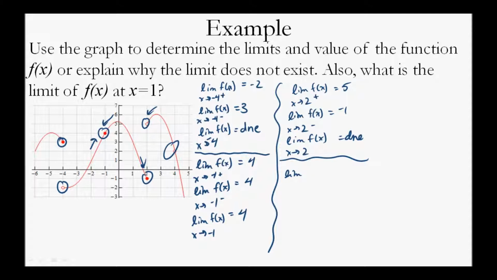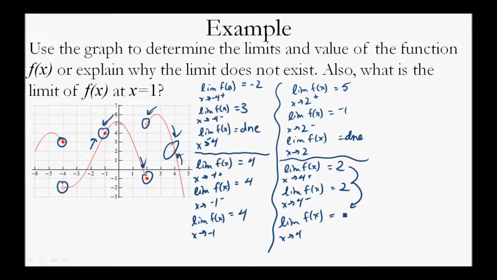So let's look at 4 now. Okay, limit of f of x as x approaches 4 from the right is 2. Limit of f of x as x approaches 4 from the left is 2. Thus, the limit of f of x as x approaches 4 is, we know that it's 2 and 2 there, so it must be 2.